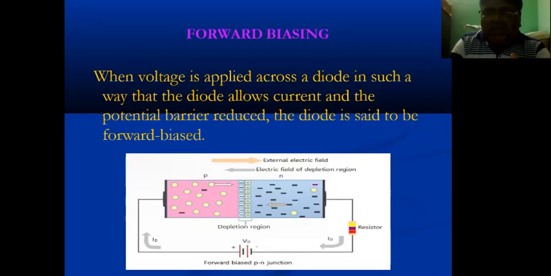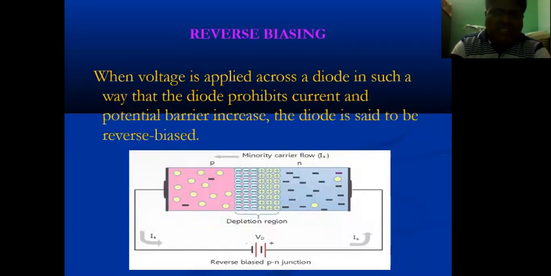Okay. Next, what is the reverse biasing? This is the reverse biasing diagram. Our circuit diagram consists of P type and N type. The battery terminal is connected according to polarities. Negative is connected to the P side. Positive of the battery is connected to the N side. After that, you are applying the voltage to the PN junction diode.